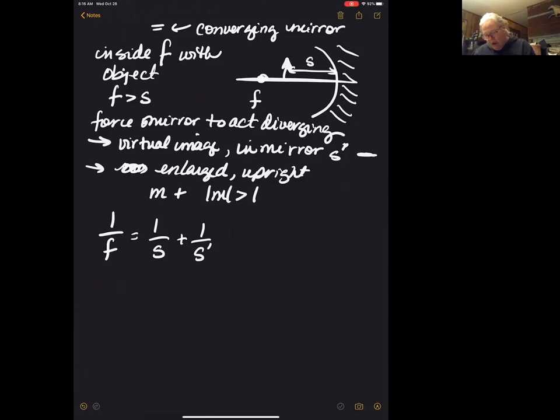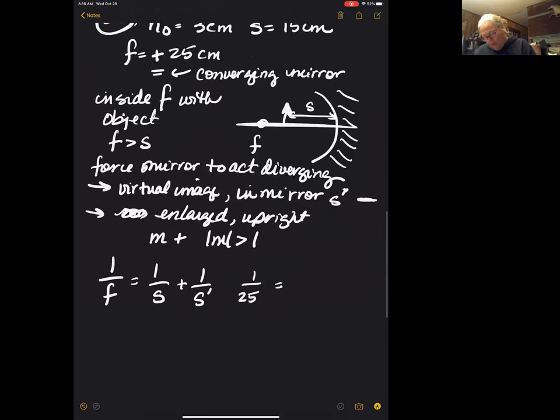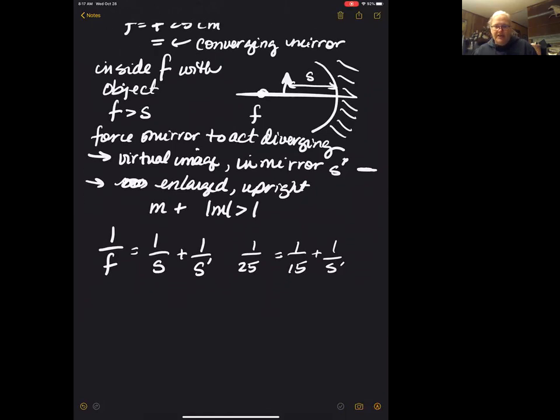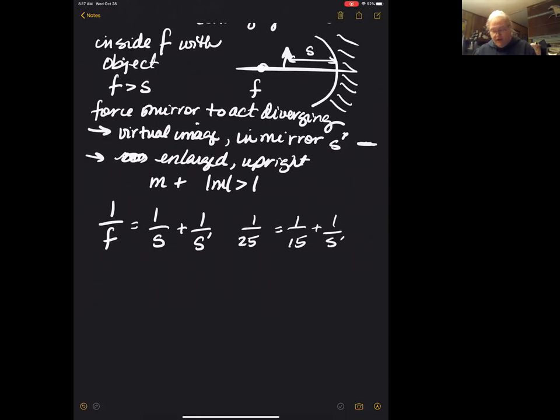To find S prime, I just do 1 over 25 is equal to 1 over 15 plus 1 over S prime. Now, I can do this a couple of ways. I can get a common denominator if I want to. The quickest common denominator that I see is 150 because I know both 25 and 15 will go into 150. So 25 goes into 150 6 times, and 15 goes into 150 10 times.